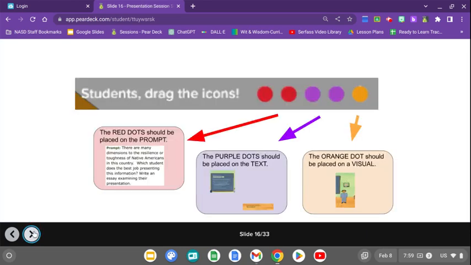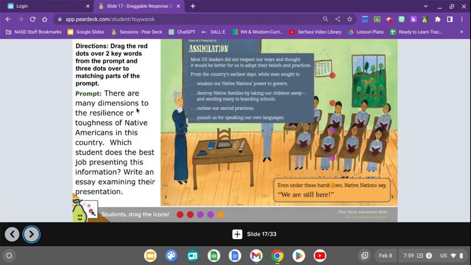Now, let's take a moment and we're going to use the red dots, and they'll be placed on the prompt. The purple dots will be placed on the text, and the orange dots will be placed on a visual that supports our answers to it. So there are many dimensions to the resilience or toughness of Native Americans in this country. Which student does the best job presenting this information? Write an essay examining their presentation.